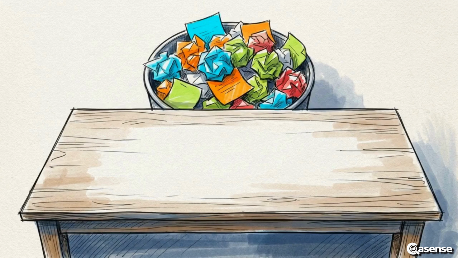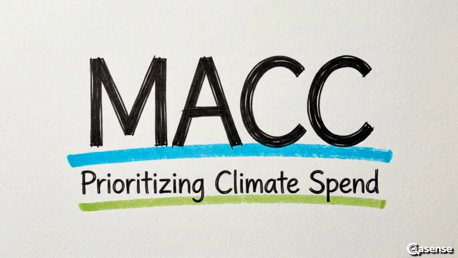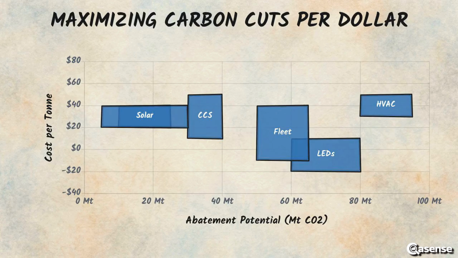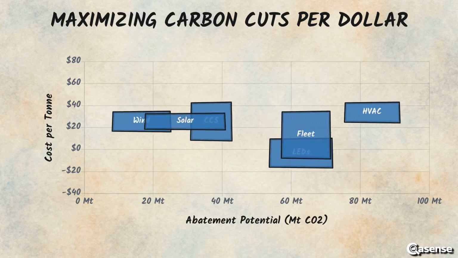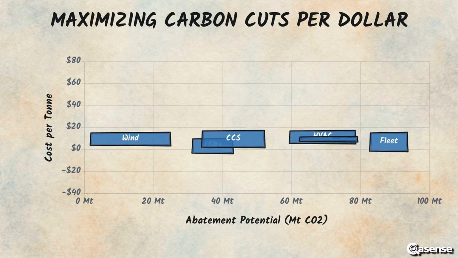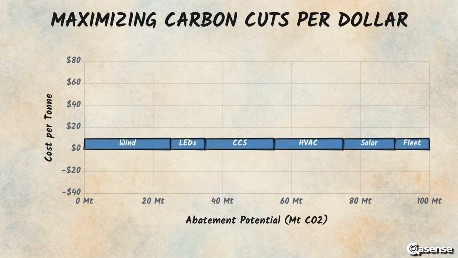There is a specific framework designed to cut through that exact confusion. It is called the Marginal Abatement Cost Curve, or the MACC for short. By scoring every single option against the exact same financial math, the MACC turns a chaotic environmental wish list into an organized, prioritized business plan.